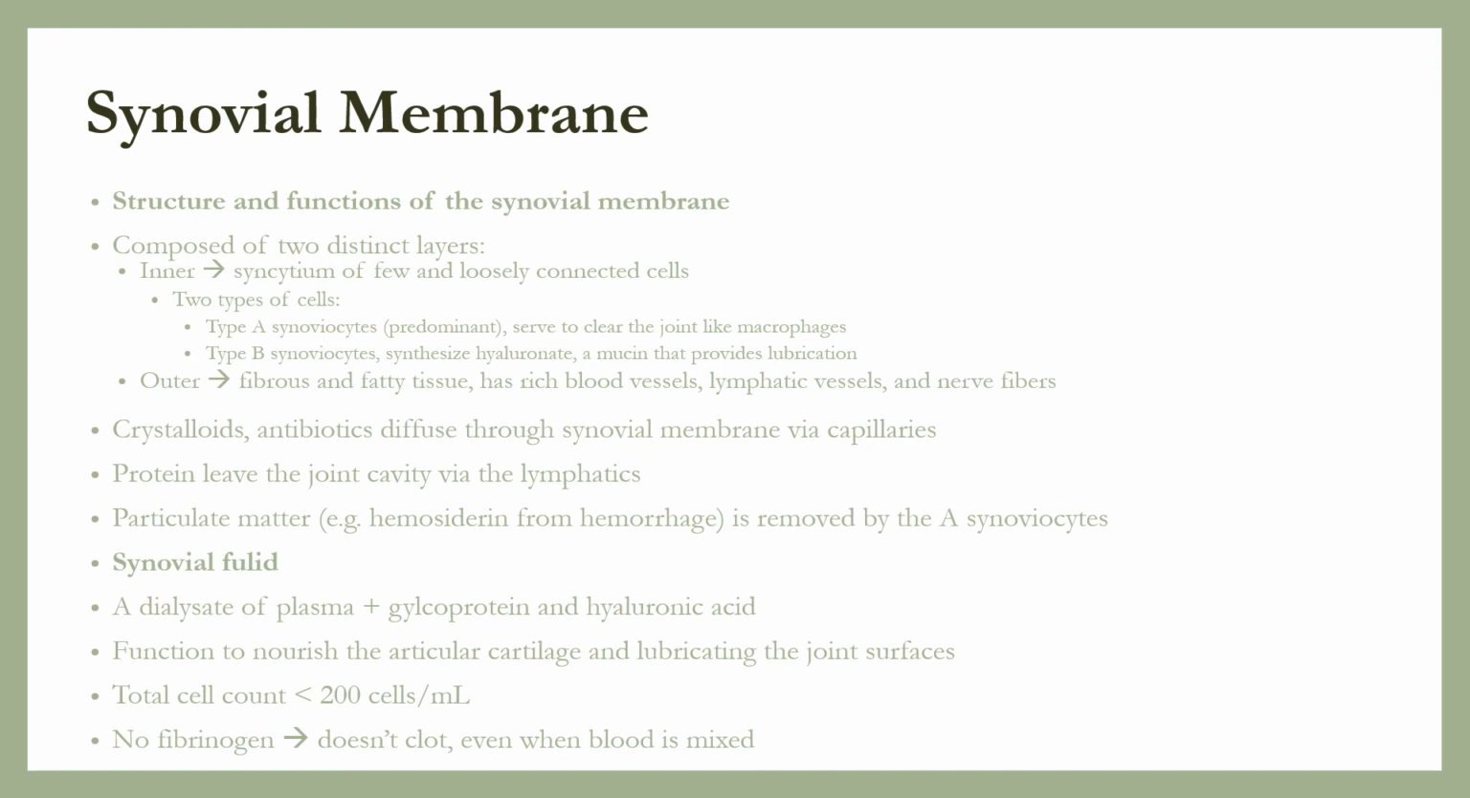Synovial membrane, structure and functions of the synovial membrane. It is composed of two distinct layers. The inner one consists of syncytium, of few and loosely connected cells. There are two types of cells. Type A synoviocytes serve to clear the joint like macrophages. Type B synoviocytes synthesize hyaluronate, a mucin that provides lubrication. Crystalloids, antibiotics diffuse through the synovial membrane via capillaries. Particulate matter is removed by the type A synoviocytes.